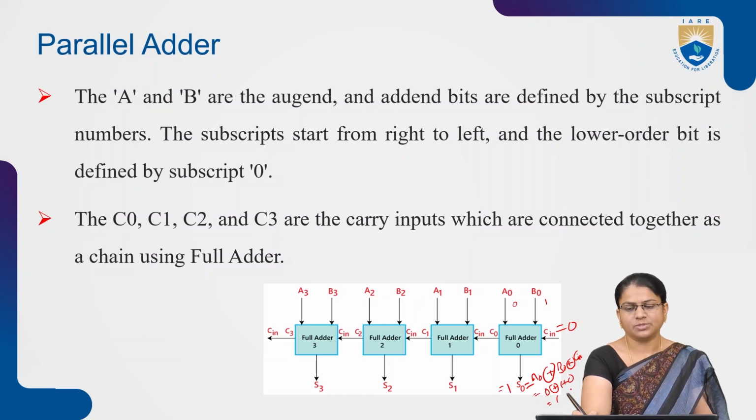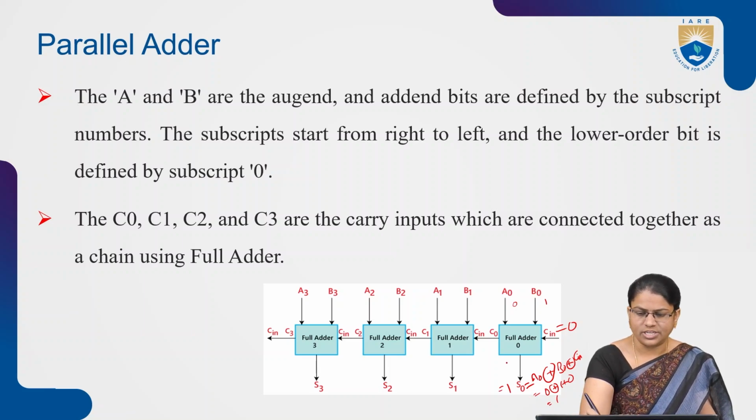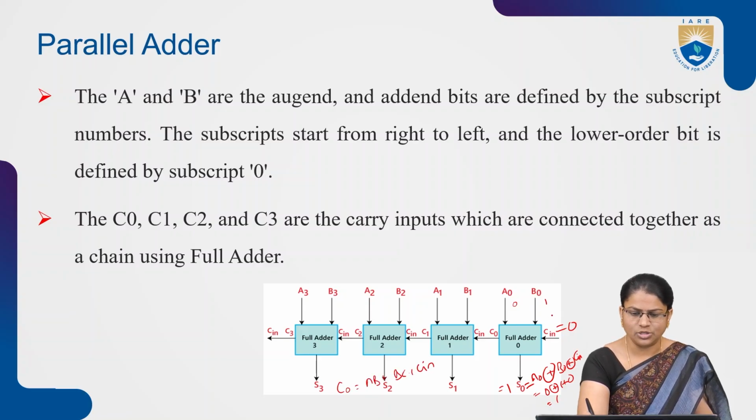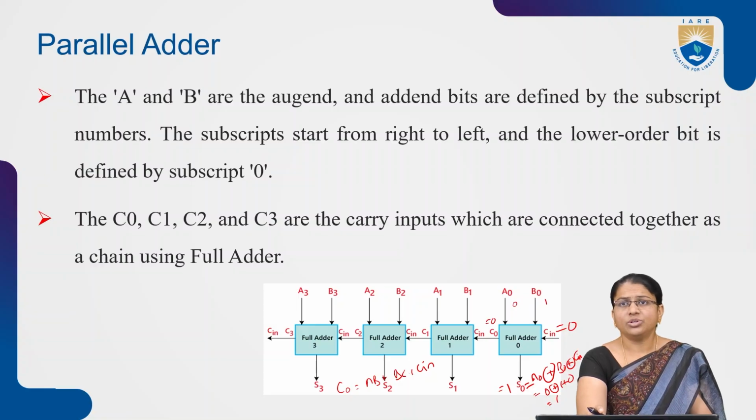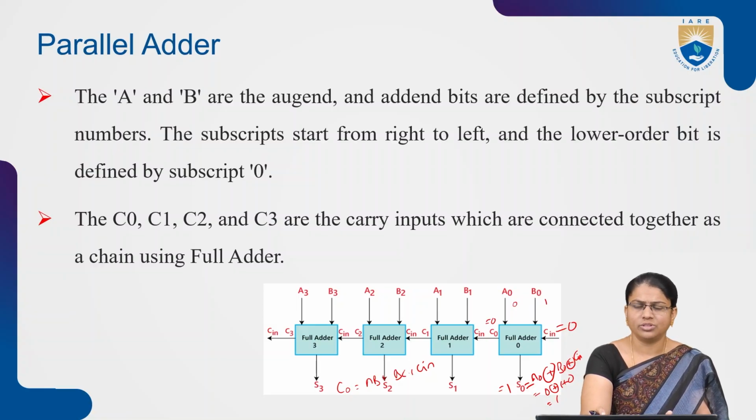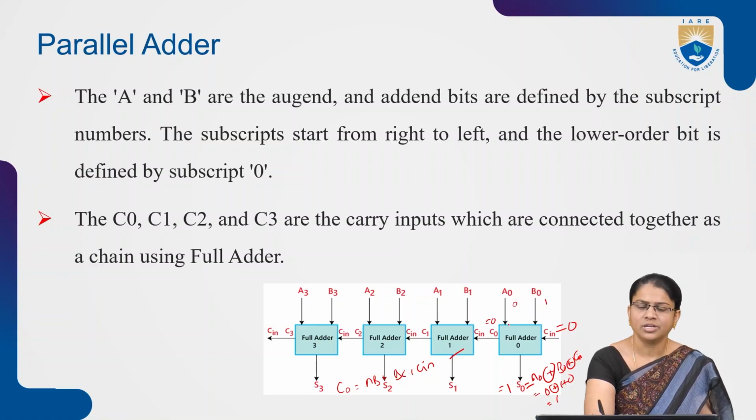So S0 becomes 1. Again, what about C0? C0 is nothing but AB plus BC plus Cin. AB means 0, BC means again 0, so C0 becomes 0, right? So this C0 is equal to 0, and that acts as input to the first full adder circuit, that is nothing but full adder 1.